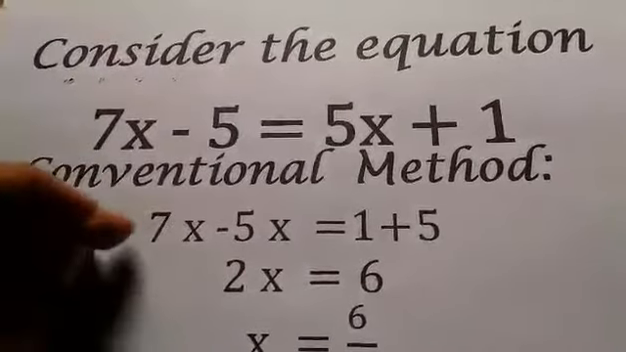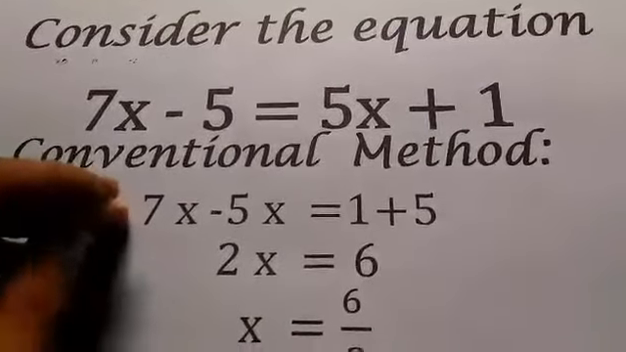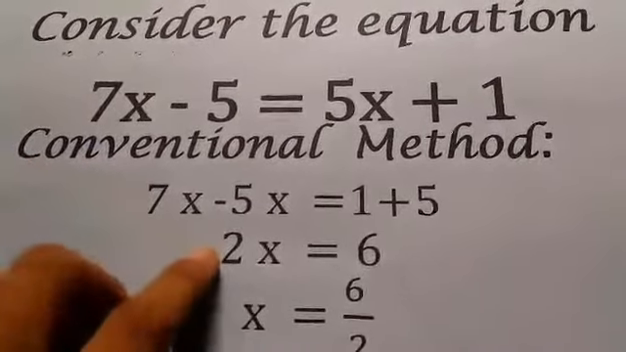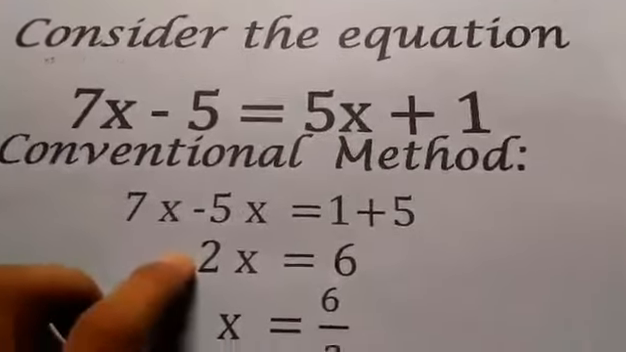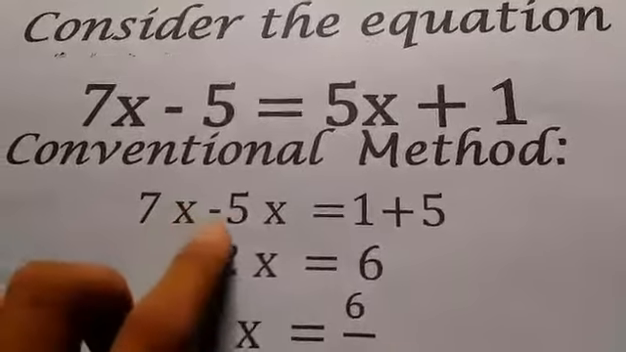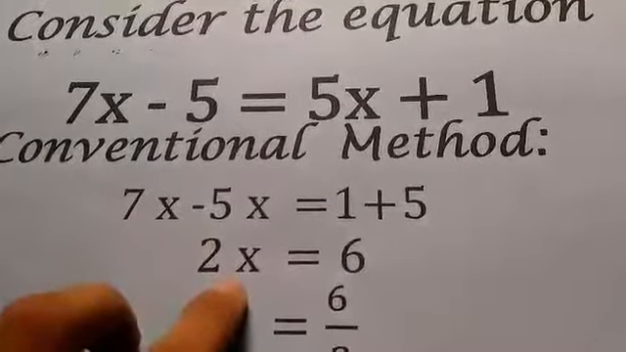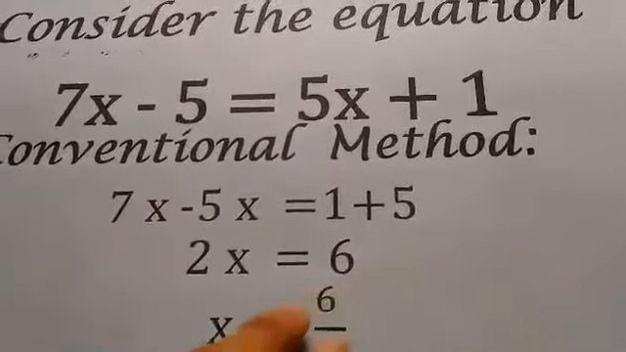So in the first step, we did the regrouping. Now on the second step, as you can see there, we perform the basic operations. When we subtract 7x minus 5x, the answer is 2x. And on the other side, we perform the addition operation. It's simply adding 1 plus 5, so we have the sum of 6.